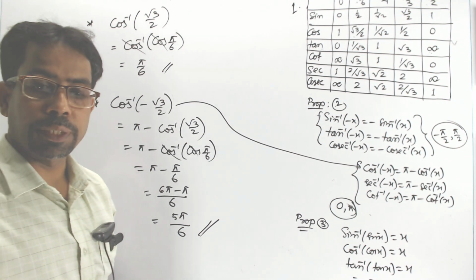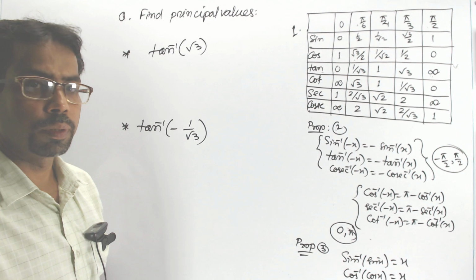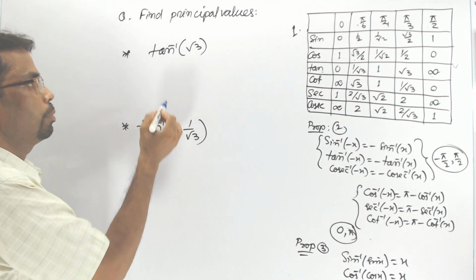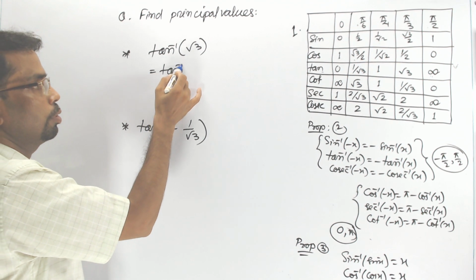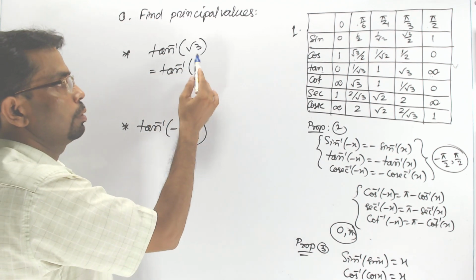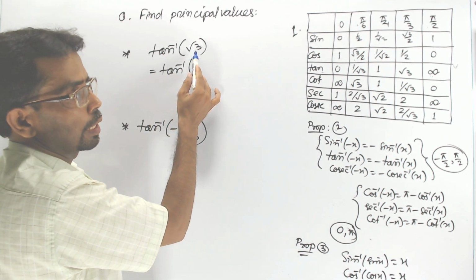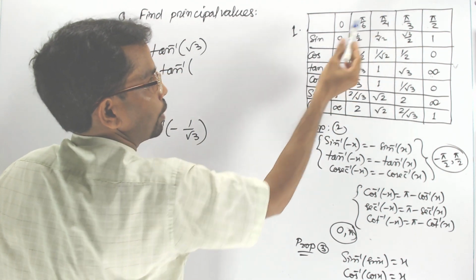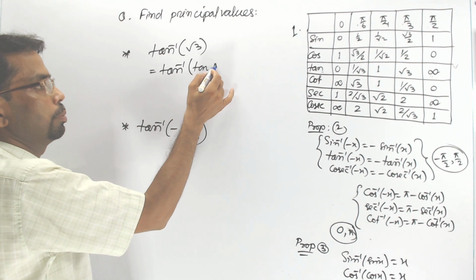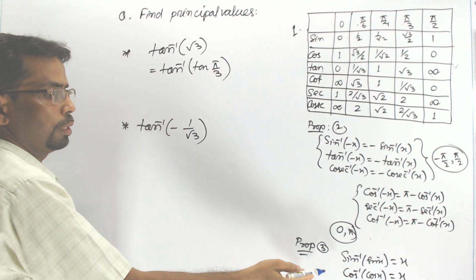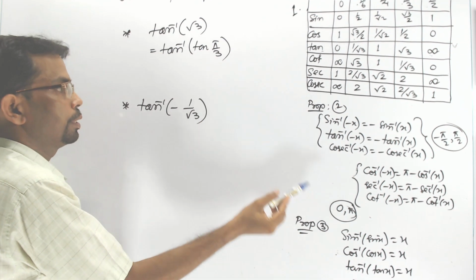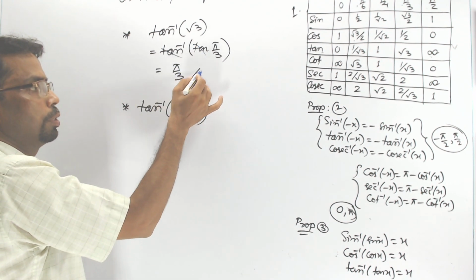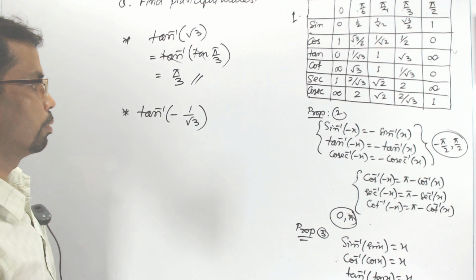Now I am taking tan. For tan I have taken one positive, another negative. As I said, for positive you just have to see the number corresponding to which angle. In tan, root 3 corresponds to pi by 3, so it is tan pi by 3, and by property 3 which I have written here, tan inverse and tan cancel, so the answer is pi by 3, which is the principal value of the given function.